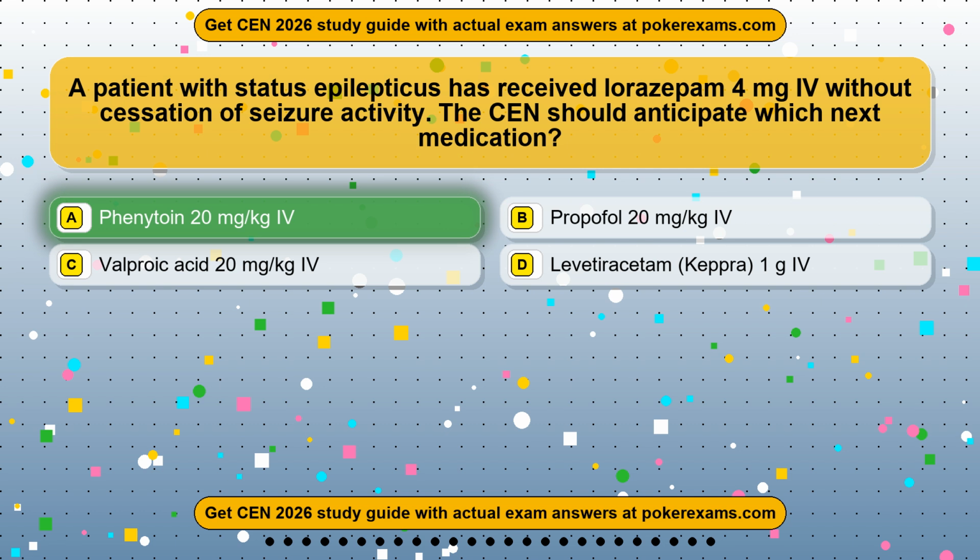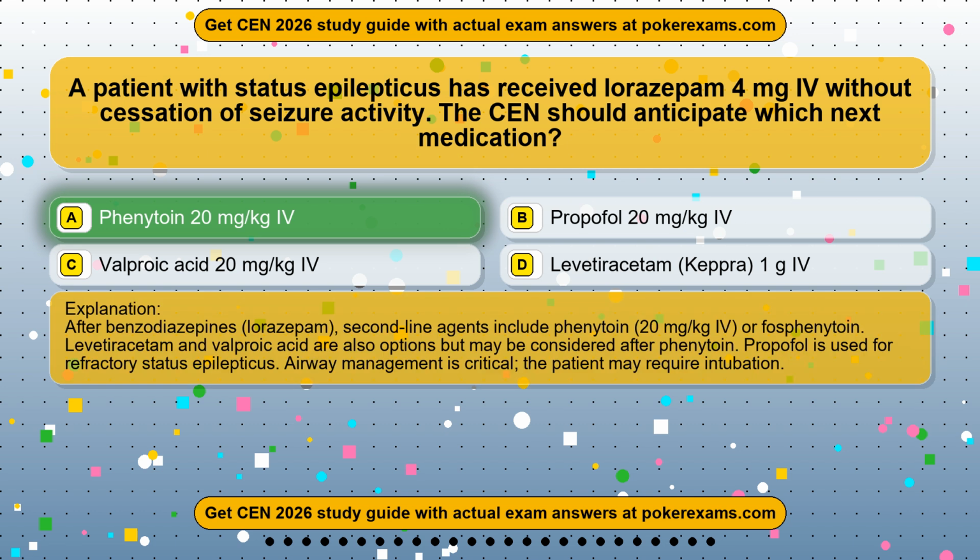Phenytoin 20 mg/kg IV. After benzodiazepines such as lorazepam, second-line agents include phenytoin, 20 mg/kg IV, or fosphenytoin. Levetiracetam and valproic acid are also options but may be considered after phenytoin. Propofol is used for refractory status epilepticus. Airway management is critical; the patient may require intubation.